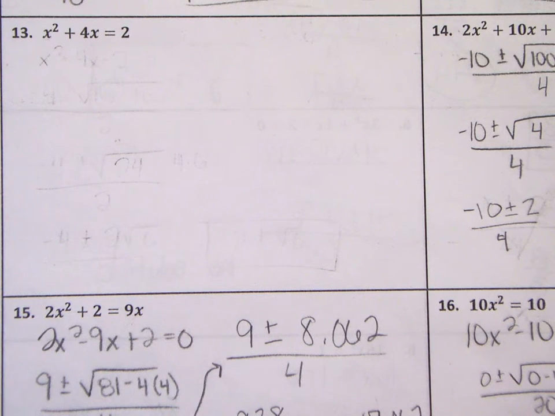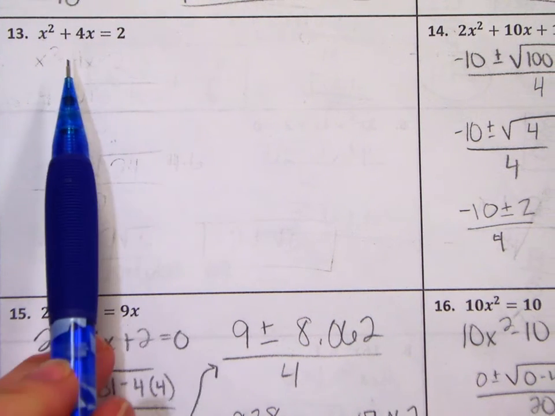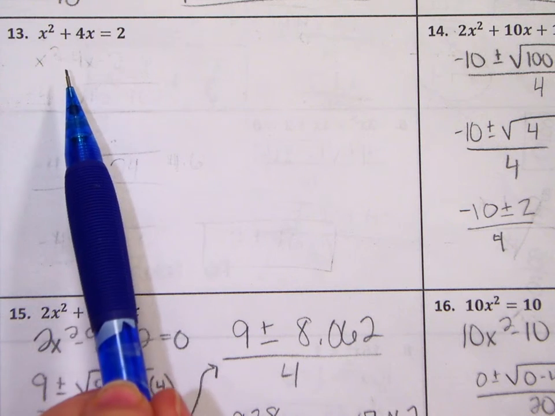Hi everybody, I'm going to walk you through how to use the quadratic formula to solve anytime you have an x squared equation. So the first step is you need one of the sides to become 0.